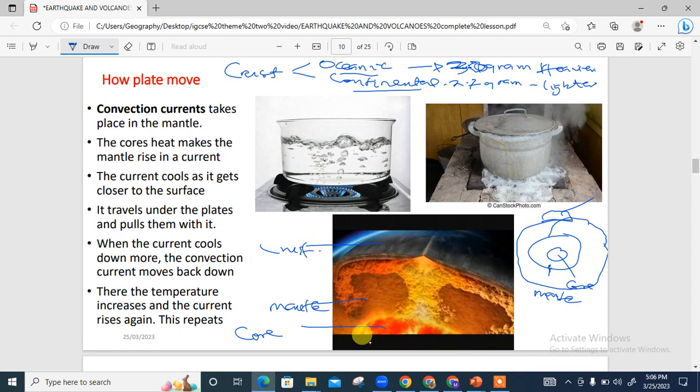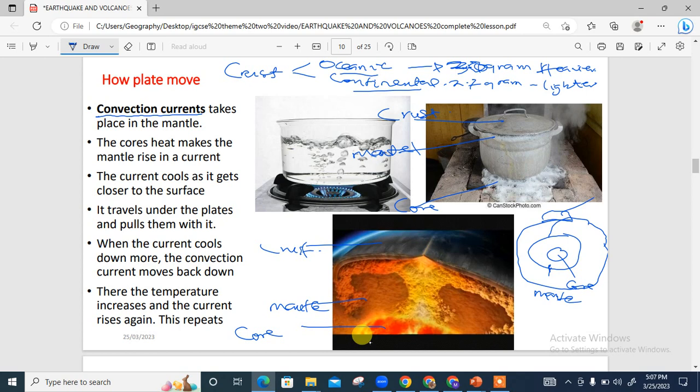So what you look at here is I try to simulate the source of the heat. Here is the core, the content inside the pot forms the mantle, and the cover forms the crust. You agree with me that while you are cooking, there is usually what is referred to as the convection current, which takes place inside the mantle. Now the core heat makes the mantle rise in a current.